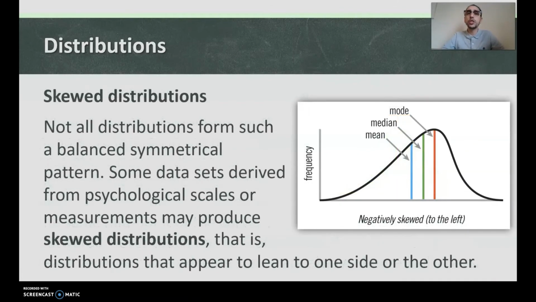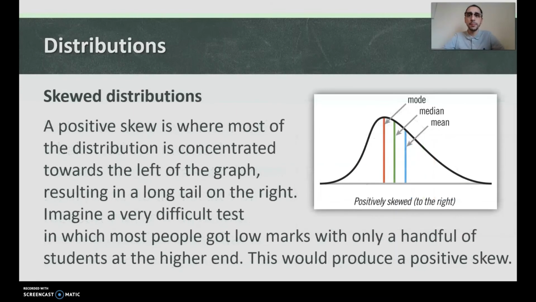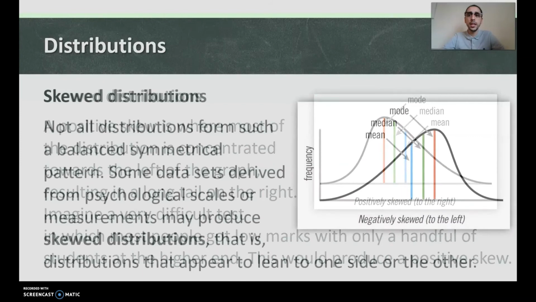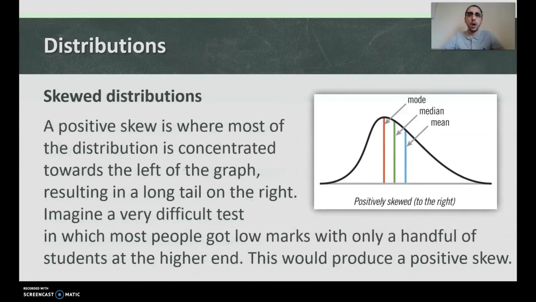But you've also got skewed distribution. You've got normal distribution, but there's also skewed distribution, where they're not all in the same place. Not all distributions form such a balanced symmetrical pattern. Some data sets derived from psychological scales or measurements may provide skewed distributions. That is, distributions that appear to lean to one side or the other. Okay, they can be skewed to the left or they can be skewed to the right.